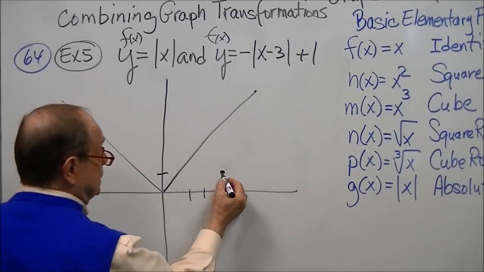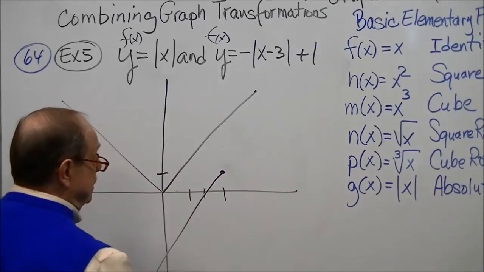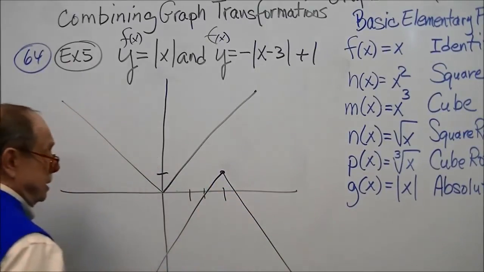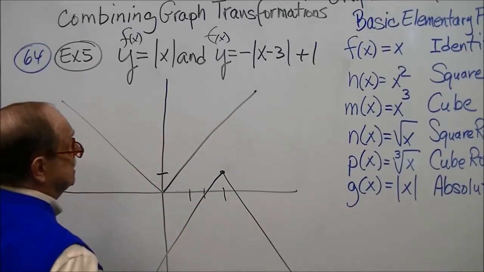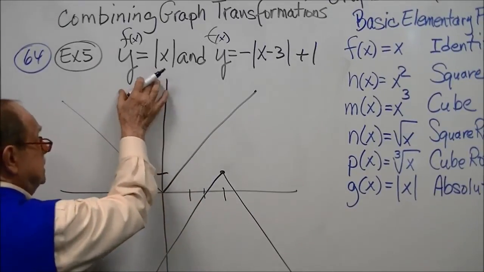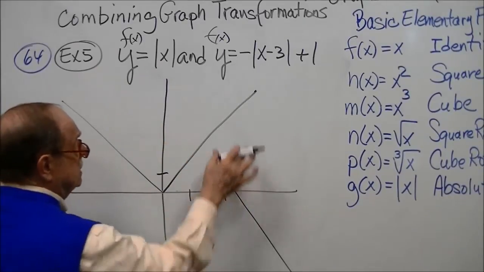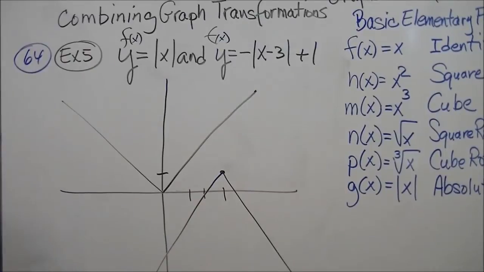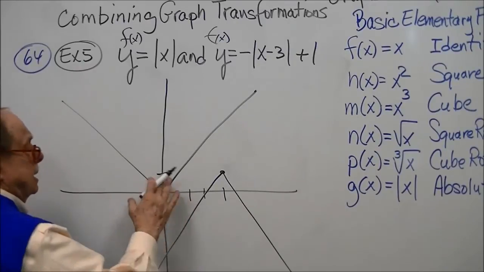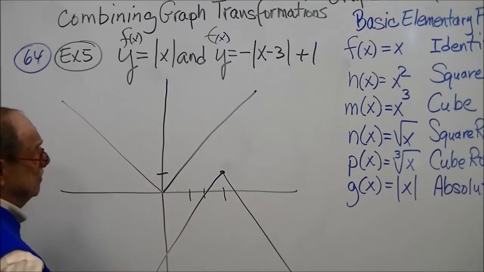So the point of this will be right there. And then we just do our lines opposite to this. So here is this graph. Here is this graph. We have combined graph transformations. And the nice thing about it is you get to see how things relate.